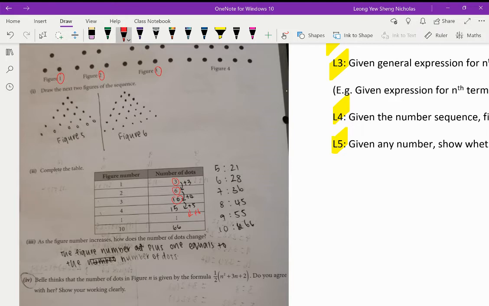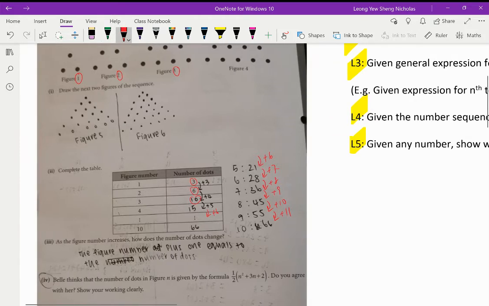So for figure 5 it will be plus 6, then plus 7, plus 8, plus 9, plus 10, plus 11. So you can actually see that there's a pattern running over here. If you are unsure how to calculate the number of dots for figure number 10, you can actually list it out. This is all right. So it's 66, correct.